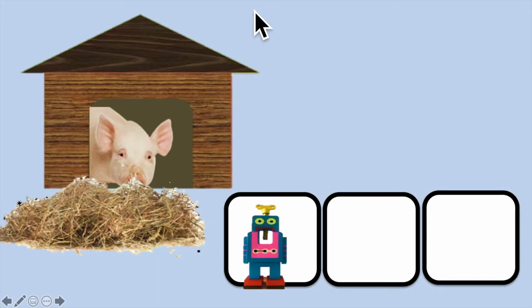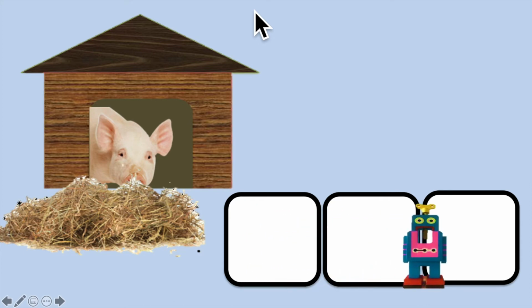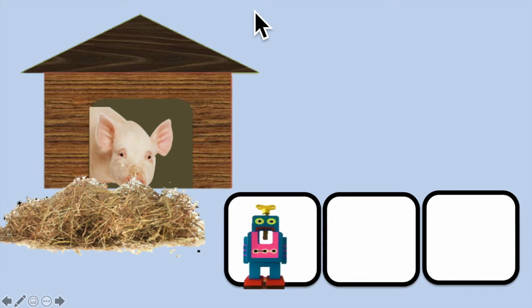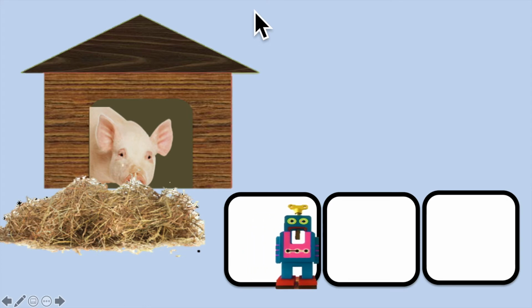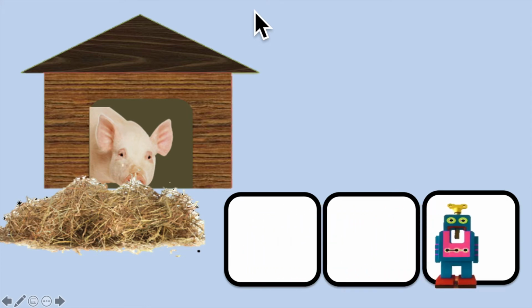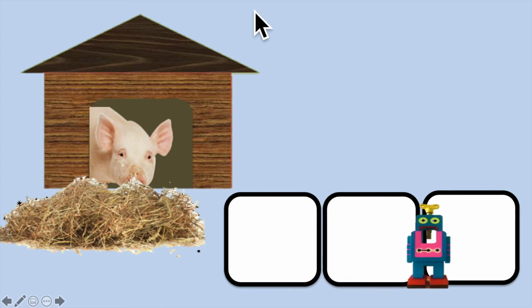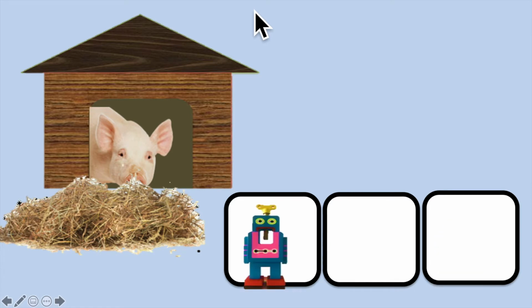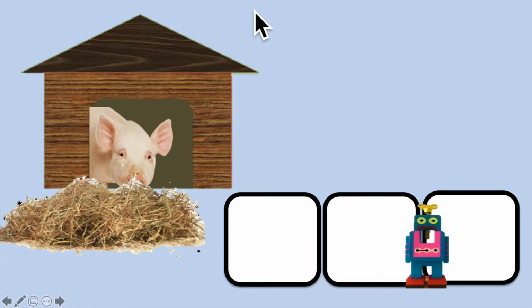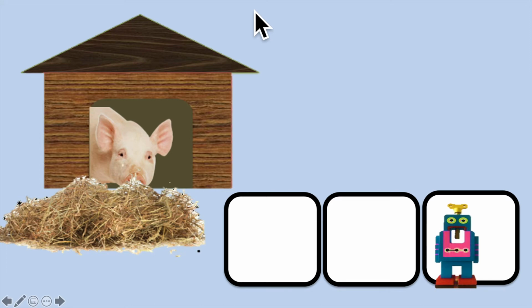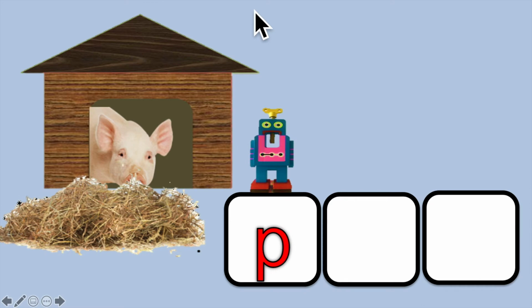Next one. Pig. Listen for the P sound. Let's segment it. P, G. Pig. Pause the video and write in your P sound. It was at the beginning of the word.